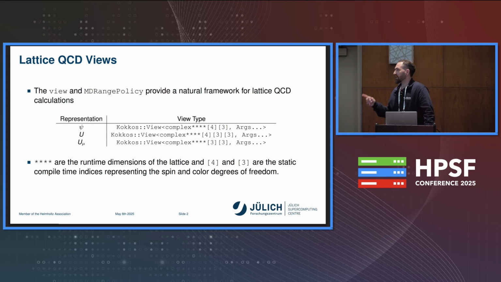Similarly, for the gauge links, they also have dimensions in each space-time direction, and the 3 and 3 are the indices for the column and rows of the SU3 matrix. And it's also very handy sometimes to work with a slice of the gauge field in one direction, so we have the third representation there.